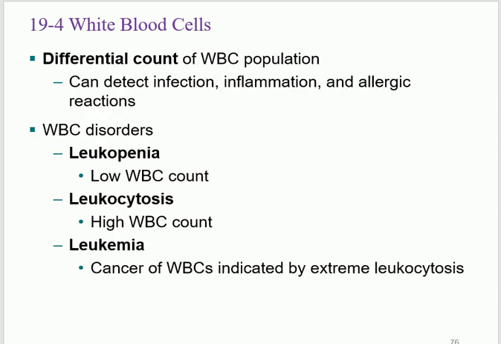Okay. Two suffixes that I want you guys to remember: penia and cytosis. Write it down. You can put them at the end of anything and you get the meaning right away. Penia, low count, low number. Cytosis, high number. You can play with those two words and you get the meaning.